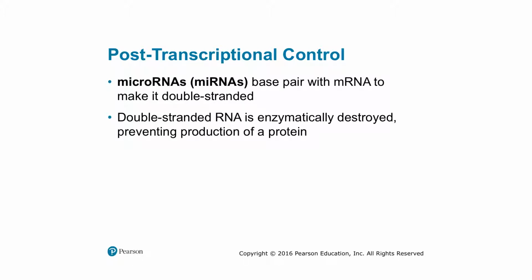And so microRNAs, or miRNAs, are going to base pair with mRNAs to make them double-stranded. This is a way of post-transcriptional control. The double-stranded RNA is enzymatically destroyed, preventing the production of a protein.